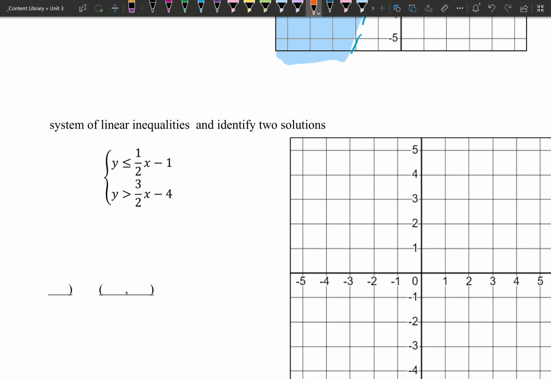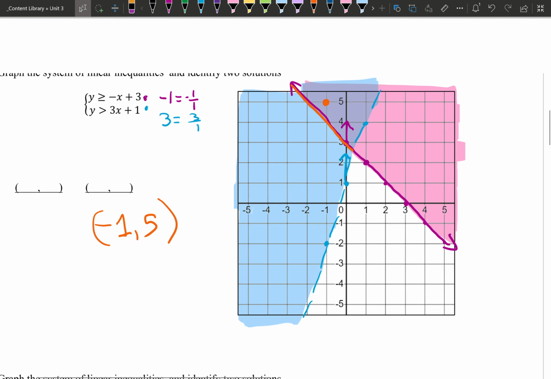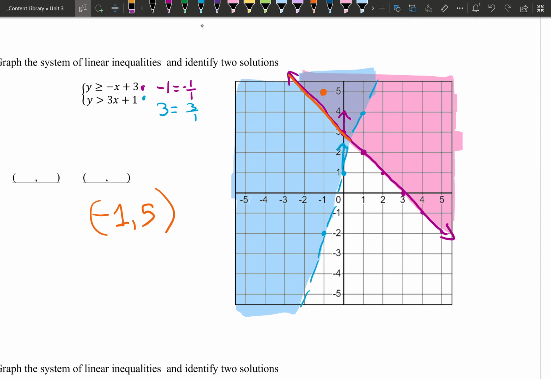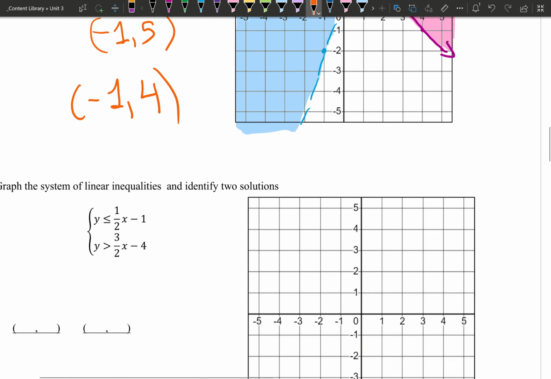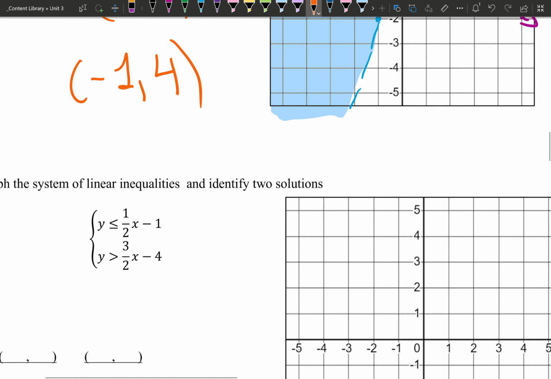Let's graph another one, and we're supposed to identify two solutions. Let's also do, just to emphasize the fact that we could use the border, -1, 4. Fantastic. All right, let's graph this system.